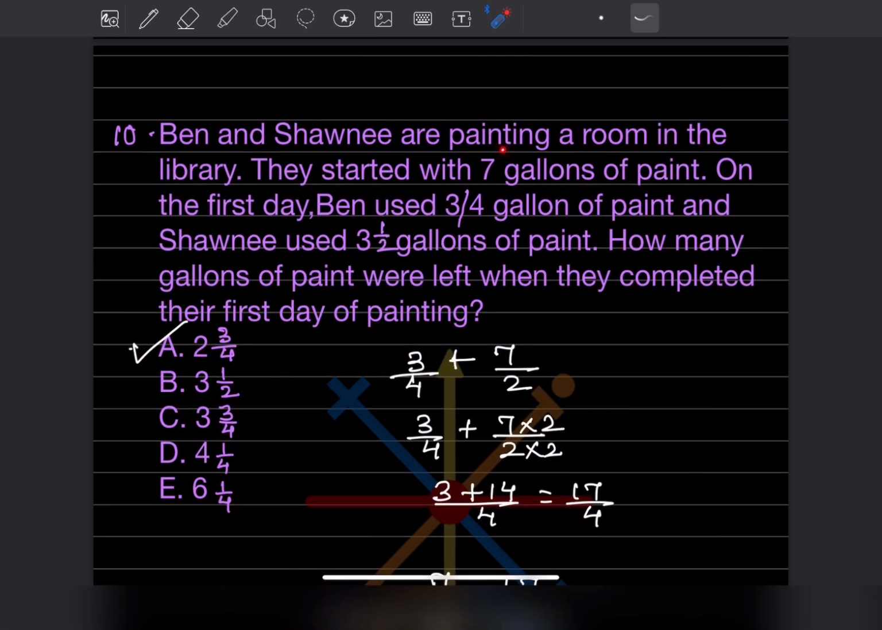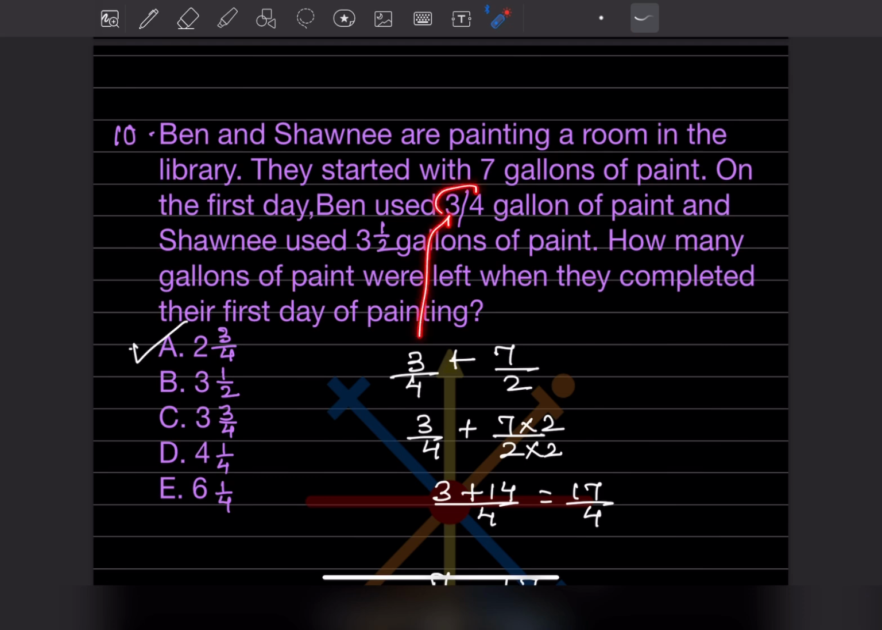Ben and Sonny are painting a room in the library. They started with 7 gallons of paint. The total gallons are 7. On the first day, Ben used 3 by 4 gallon of paint, and Sonny used 3.5 gallons of paint. How many gallons of paint were left when they completed their first day of painting?